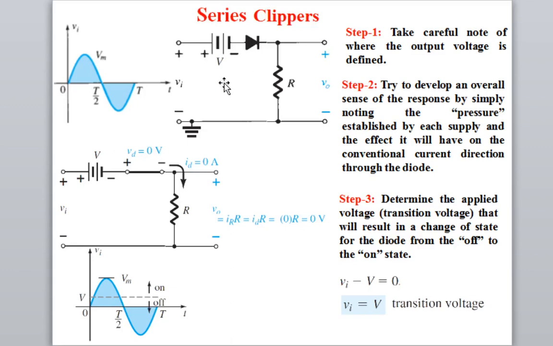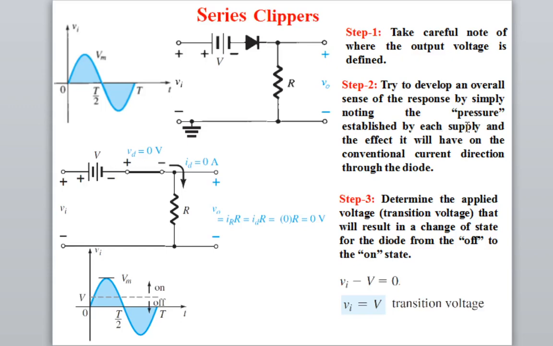It means whatever input voltage you now apply, if this input voltage is greater than this battery voltage, that is V volt, then your diode will be in conducting state. Then the diode will go into forward bias. Otherwise, if the magnitude of this voltage is less than this battery voltage, then the diode will be in reverse bias. That is the conclusion we have to draw just by watching the circuit diagram. That is what I wanted to say: try to develop an overall sense of response by simply noting the pressure established by each supply.